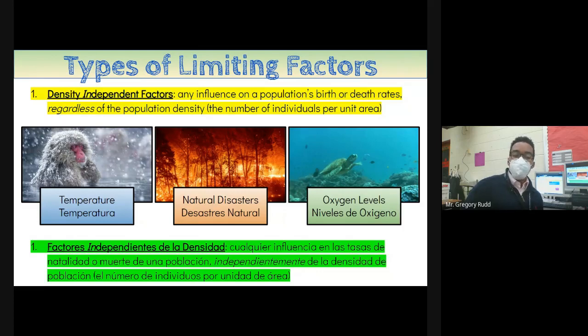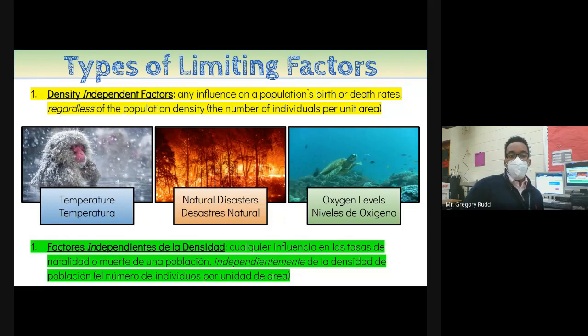But if we drop off 100 human beings in Antarctica, again, the population is probably not going to grow. It has nothing to do with how many individuals there are. It has everything to do with how harsh the environment is. The temperature just doesn't allow for much life.